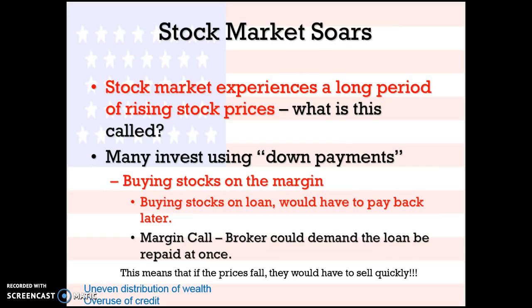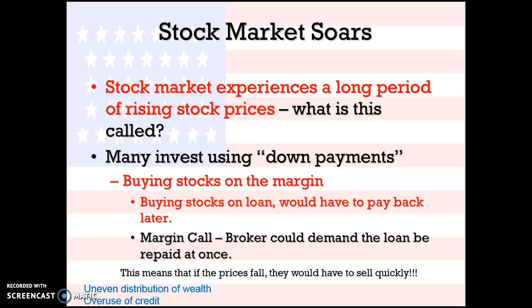Okay, so in the 1920s, the stock market experienced a long period of rising stock prices. What is this called? You should know what that's called, because that is one of your vocab words, and I'll give you a hint. It starts with a B, ends with an O, market. Okay, many invest using down payments. So this is also a vocab word where they buy stocks on the margin. So buying stocks on a loan, and you would have to pay these back later.